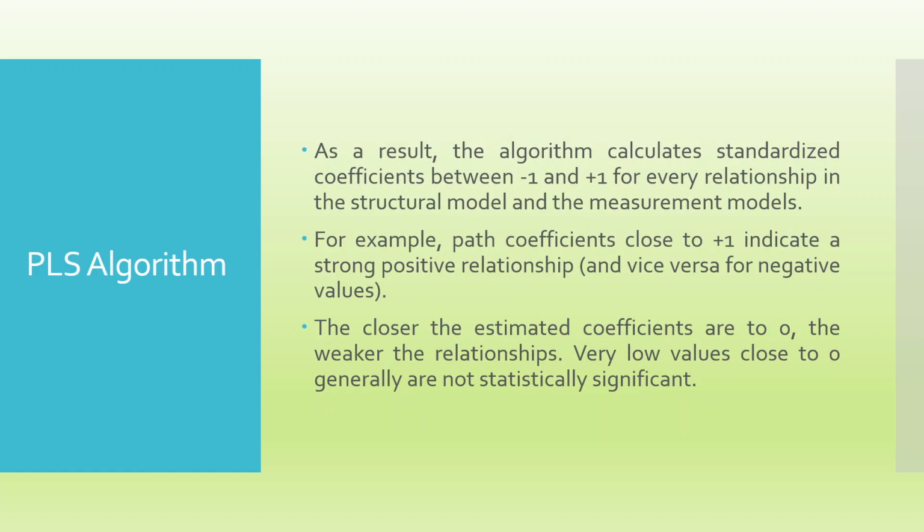The algorithm calculates the standardized coefficient between -1 and +1 for every relationship in the structural model. This means that if any two constructs have a relationship nearer to +1, it indicates a positive relationship. If it is nearer to -1, it indicates a negative relationship between the constructs. And if it is nearer to 0, it means that the relationship is very weak.